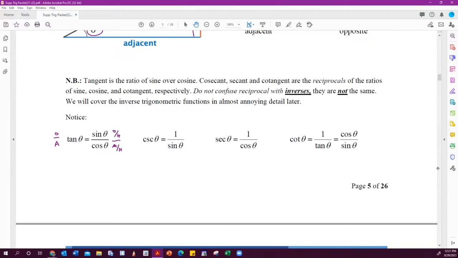Cosecant is the reciprocal of sine, literally. Secant is the reciprocal of cosine. Cotangent's the reciprocal of tangent, and it's also a ratio of cosine to sine. And these all come from that basic SOHCAHTOA definition.